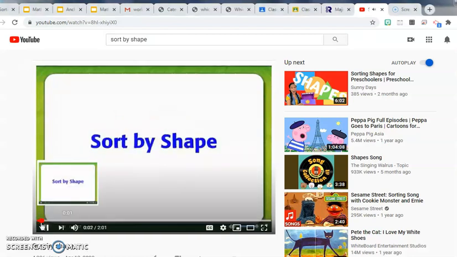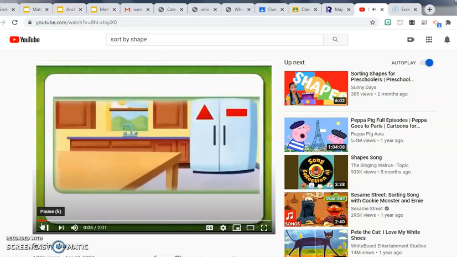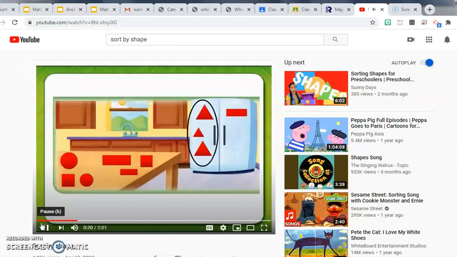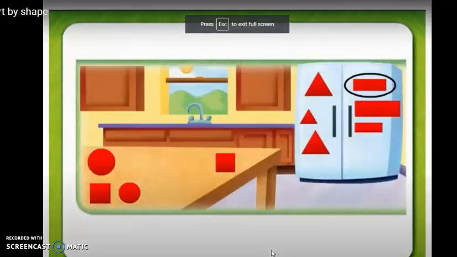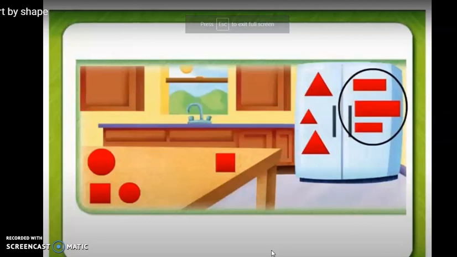Sort by shape. Look at the shape on this refrigerator door. Now, look at these shapes. Are any of these shapes the same as this shape? This shape is the same. This shape is the same. The shapes in this group are alike. Look at the shape on the other refrigerator door. Are any of these shapes the same as this shape? This shape is the same. This shape is the same. The shapes in this group are alike.